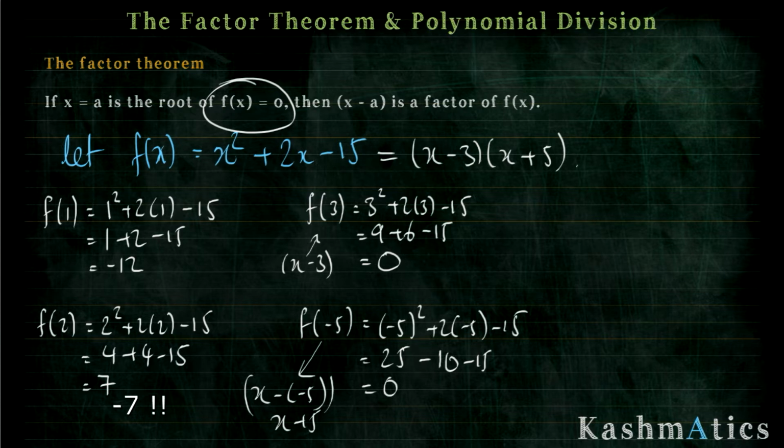So 0 times whatever would just be 0. Okay, or if I was to put minus 5 into this here, I'd get minus 5 plus 5, which is 0, multiplied by anything would be 0. So hopefully you can see where that factor theorem comes from.